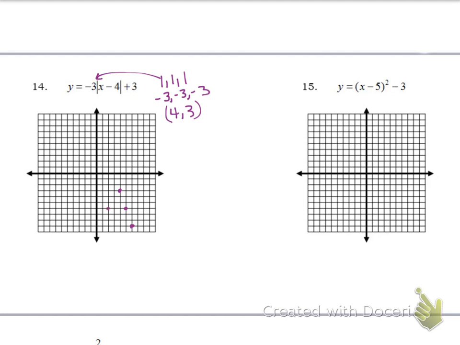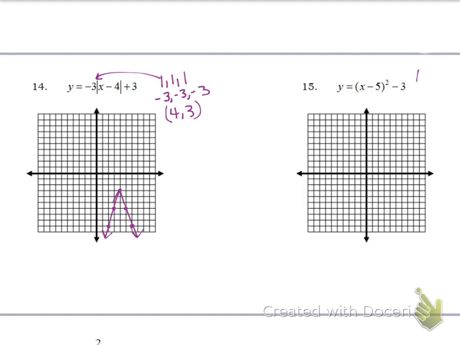That was over too far. So it should look like that. Oops, that one went too many over. Left 1, down 1, 2, 3. There we go.